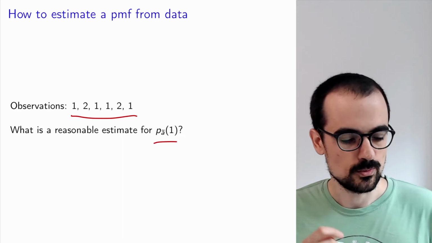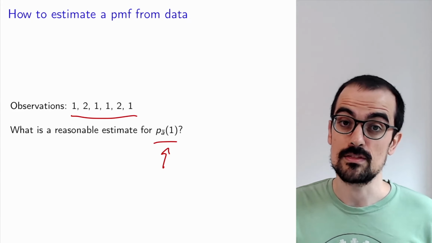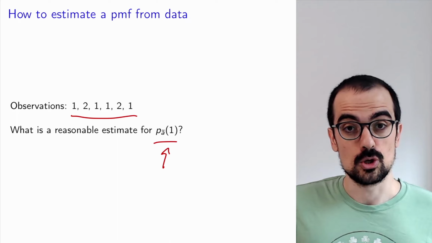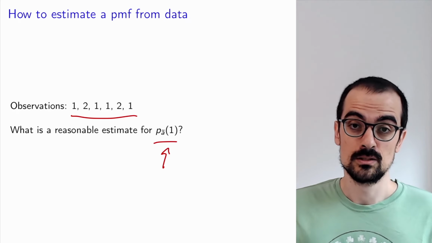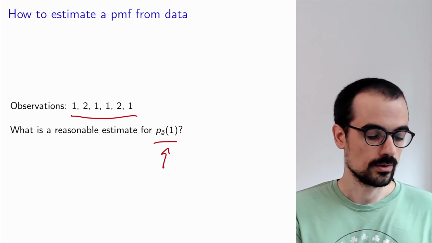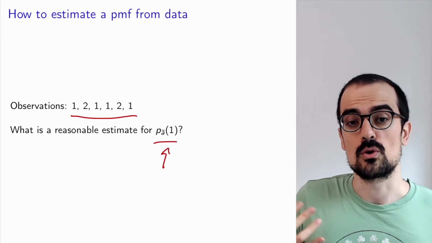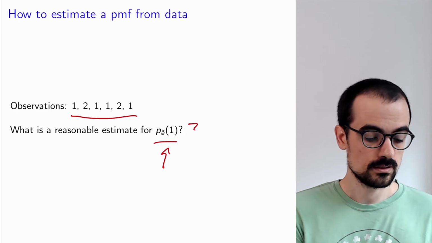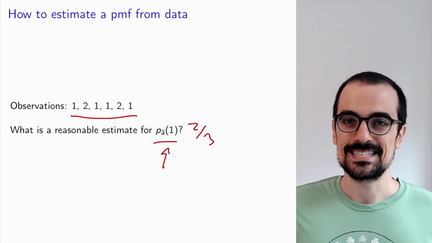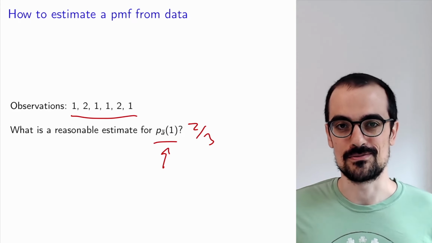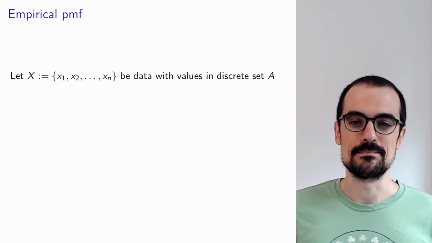Well, we need to think about what this actually means. By definition, that's the probability that the random variable equals 1. So it's very reasonable to use the empirical probability of 1 as an estimator for this. So here we see 1, 2, 3, 4 ones out of 6. So a reasonable estimate would be 2/3, right? And non-parametric estimators for the probability mass function of a random variable are as simple as that. Okay, that's the empirical PMF.